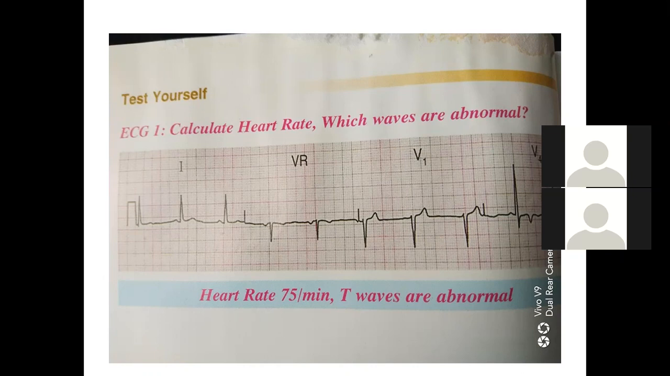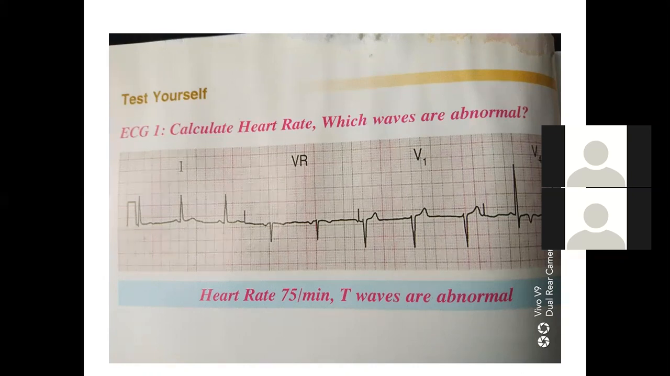How many squares are there between the RR interval? 24 small squares. 4 big squares. Okay, I had given you the formula, no? If it is 24, what is the heart rate? Almost 5 big squares. Sir, it is almost 4 big squares. 62, sir.